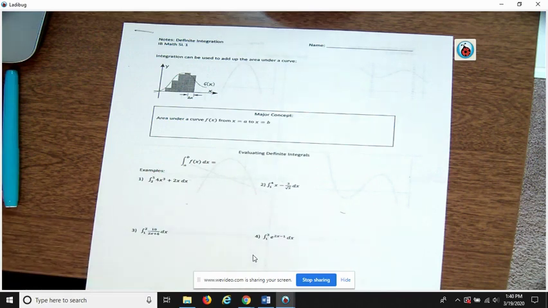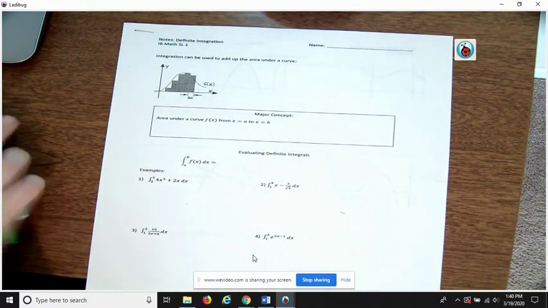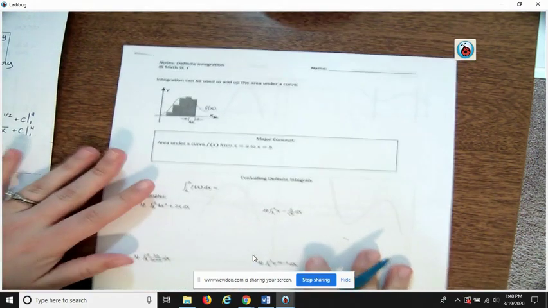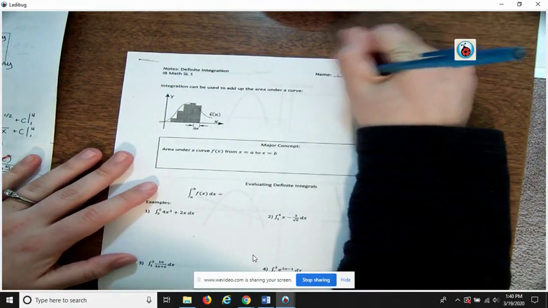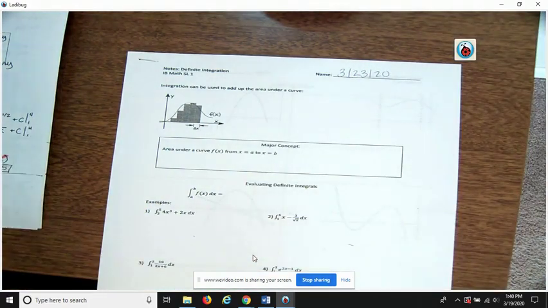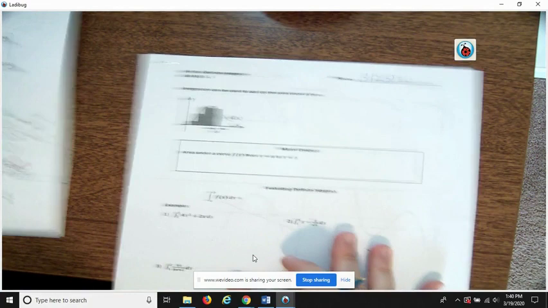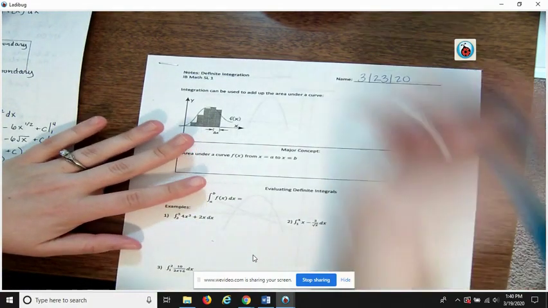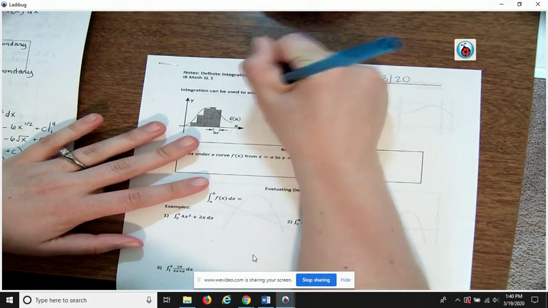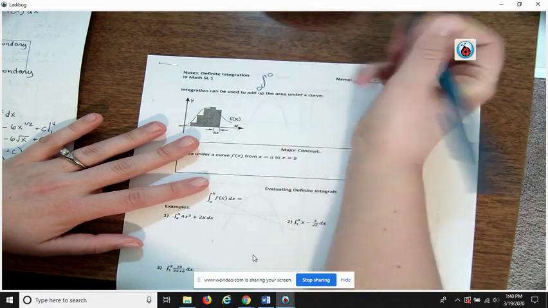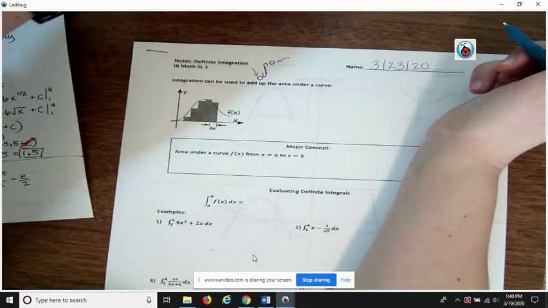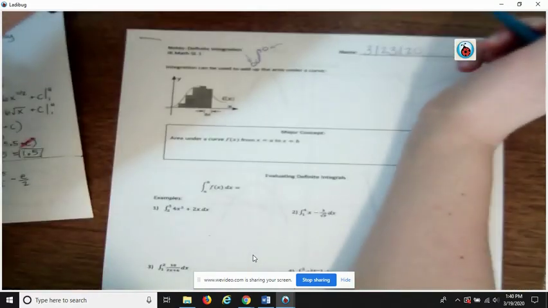Okay, so we are starting definite integration today. Previously, let's write the date. So today is 3/23/20. It's not actually that, it's the 19th right now, but it will be for you guys. So far you guys have done integrals where you integrate something and it doesn't have any value in these spots right here. Those spots are where we're going to start adding values with definite integration.